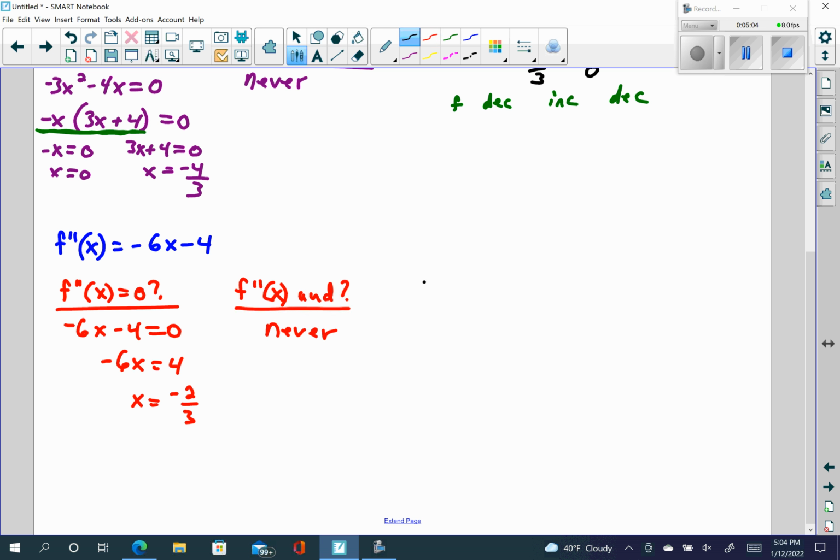So we'll make our second derivative number line. All right, so let's choose a negative 1. If we got negative 6 times a negative 1, that's positive 6 minus 4, so it's positive there. Let's try a 0. That would just give us a negative 4. So negative, so that tells us f is first concave up and then concave down.